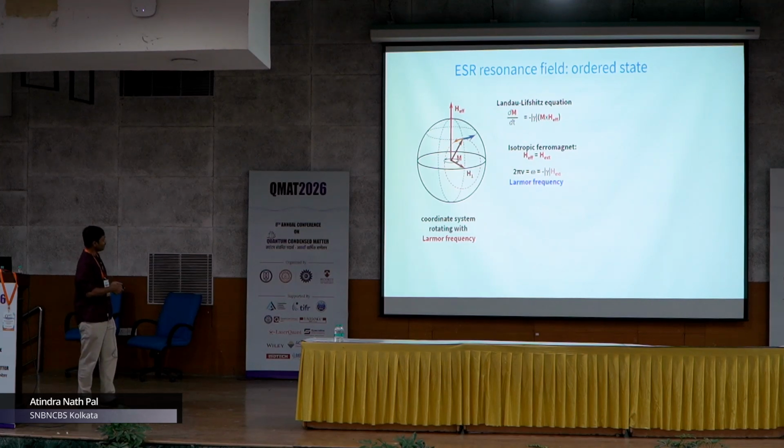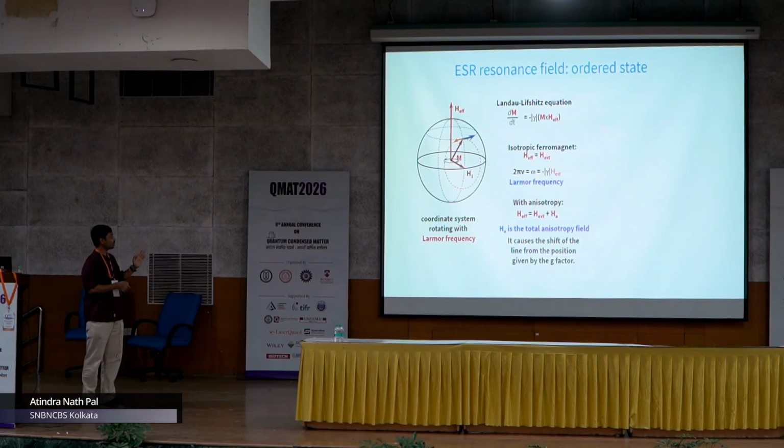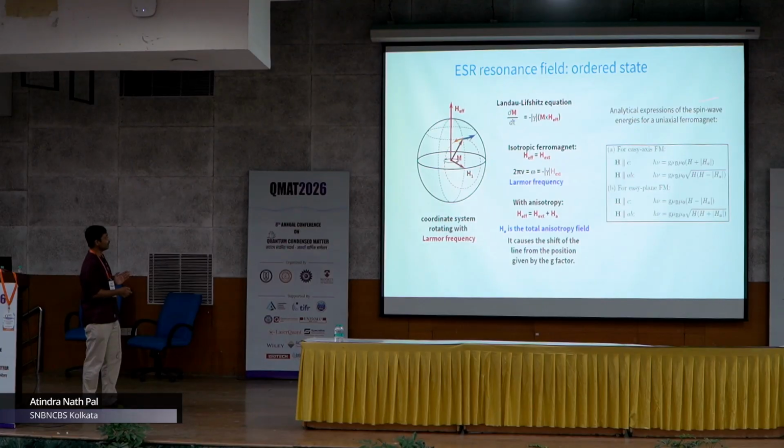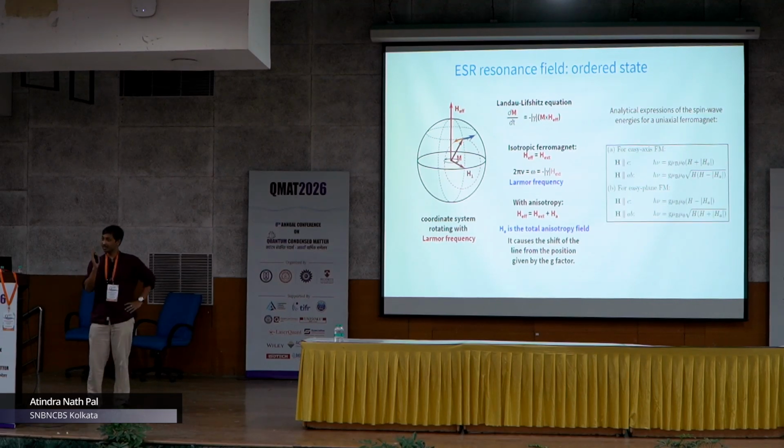So, the important thing is that if you have only an isotropic ferromagnet, then you have a constant resonance peak, which will be dictated by the paramagnetic resonance field, so it will depend only on H external. Now, if you have an anisotropy in the system, then your resonance field will shift. I will show you the data, then it will be clear. You can actually solve this equation for an easy axis ferromagnet or an easy plane ferromagnet, and you can calculate where the resonance field will be.